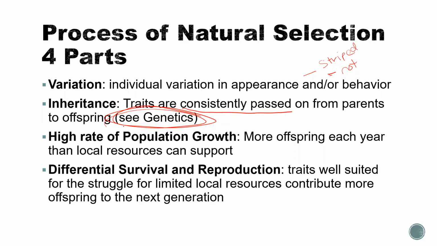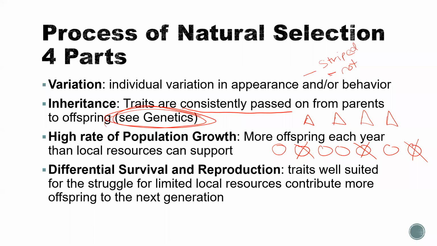The next is high rate of population growth. What this means is that you have to have more offspring each year than the local resources can support. So, you have a bunch of these little offspring that are just circles, and this is too many because they have to eat these triangles up here. And there are only 4 triangles for them to eat. But here we have 7 of the circles, so some of them are just not going to make it.